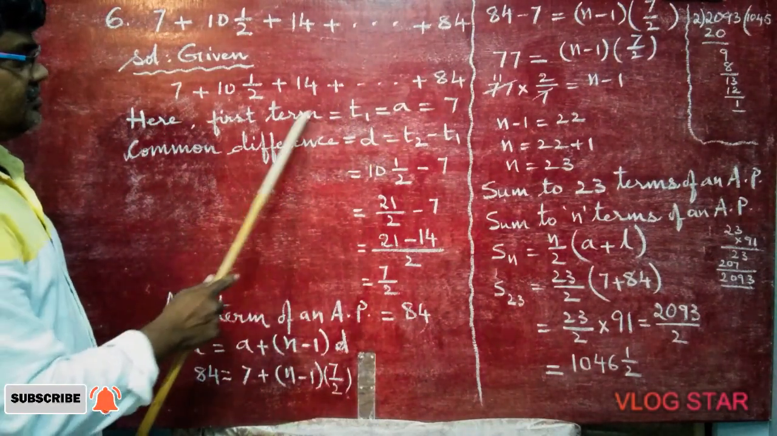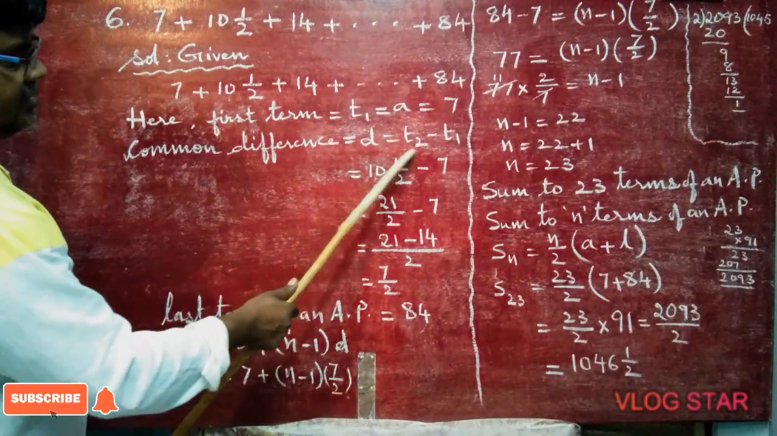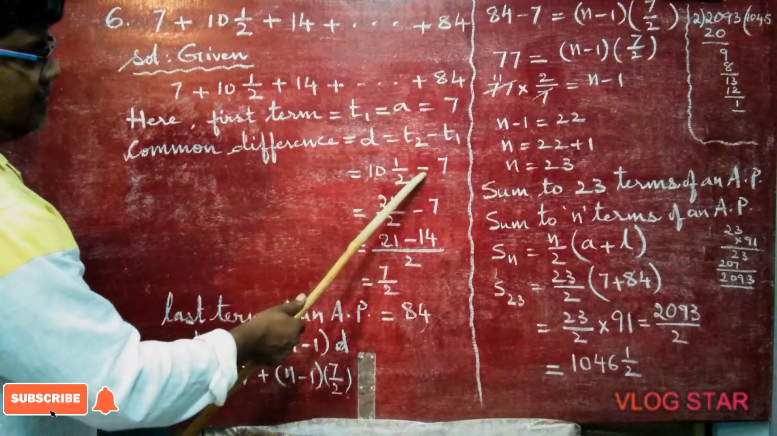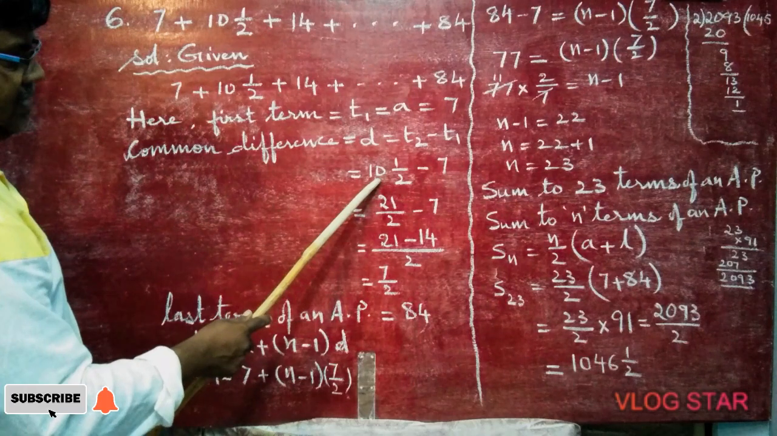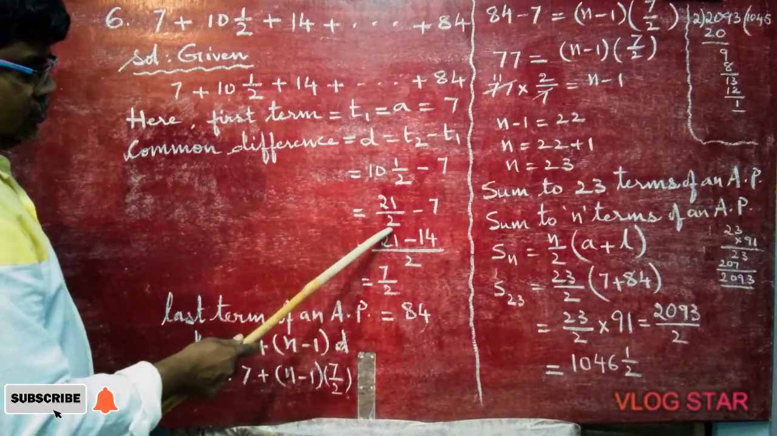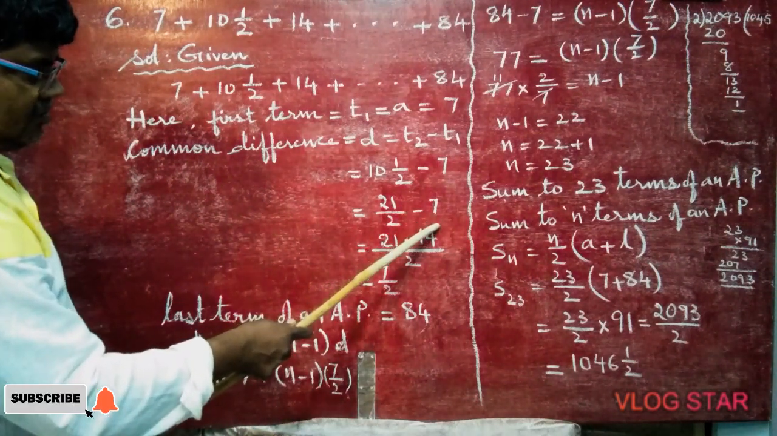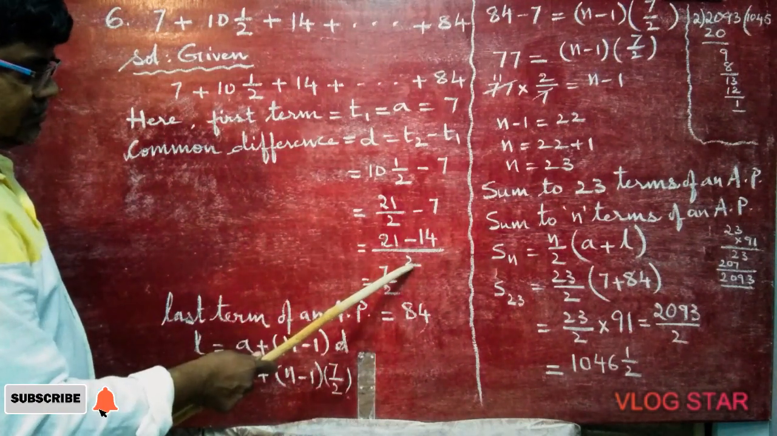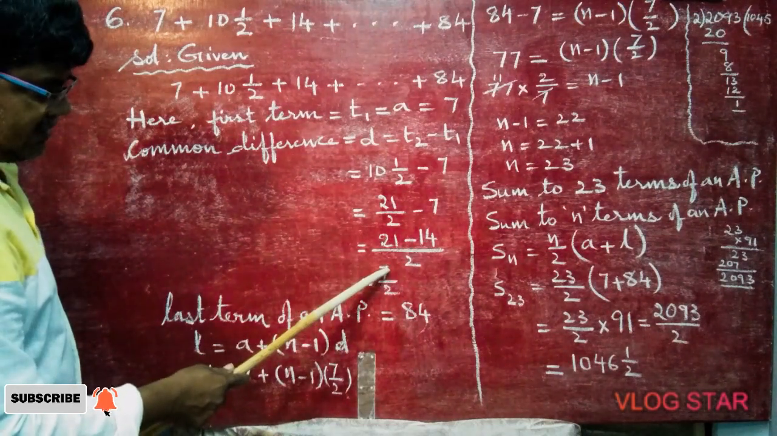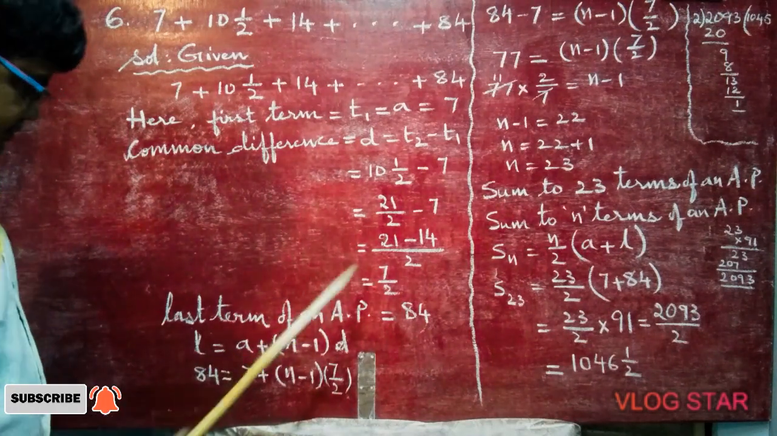Here we know the first term T1 is equal to A is equal to 7. Common difference formula: D is equal to T2 minus T1. 10 1 by 2 minus 7. 2 tens are 20 plus 1, 21 by 2 minus 7. 2 is the LCM. 2 goes into 2, 1 time, 1 21s are 21. Here nothing is there, means denominator 1 is there. 1 goes into 2 times, 2 sevens are 14. 21 minus 14 is 7. So 7 by 2, we got D, the common difference, as 7 by 2.